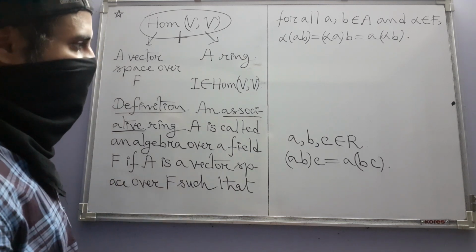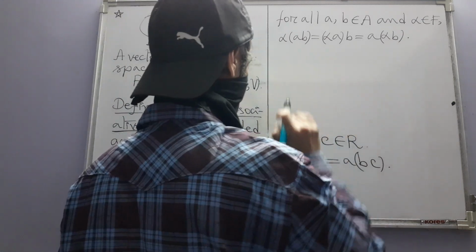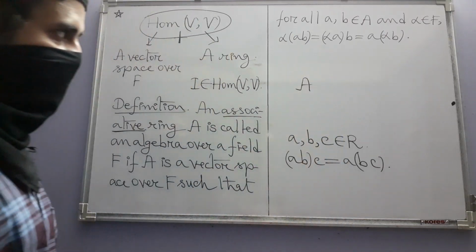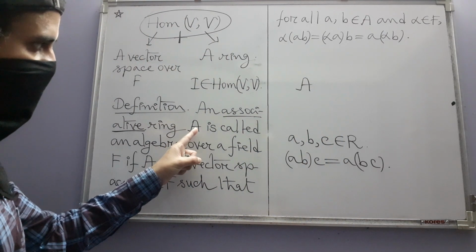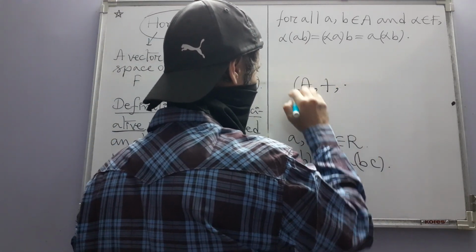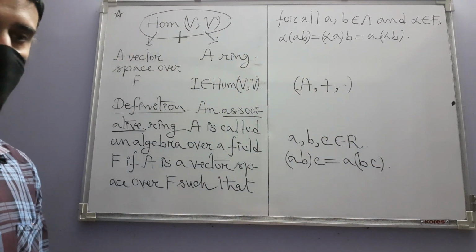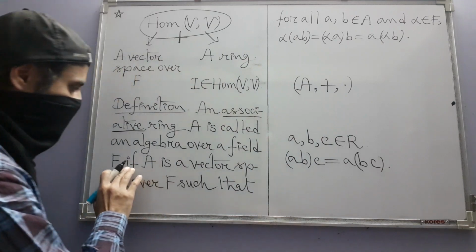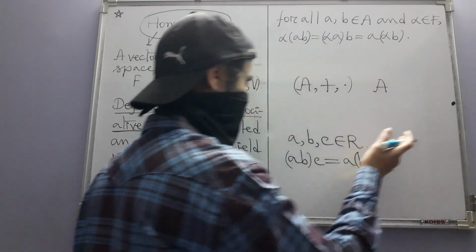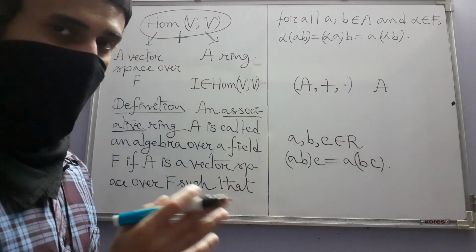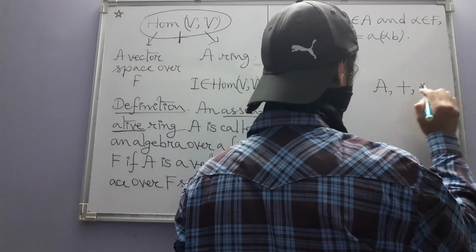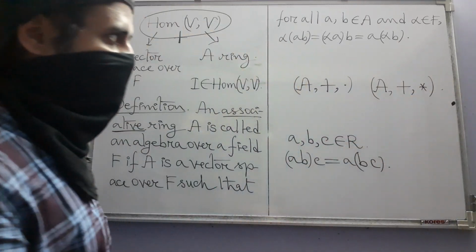space over F. Now let's come to the link between these two structures. So A is there. We have started with A being a ring, so already there is an addition and a multiplication. And now we are saying that it's a vector space over F. So just to distinguish between the two types of multiplication, I am going to temporarily denote the scalar multiplication by star.